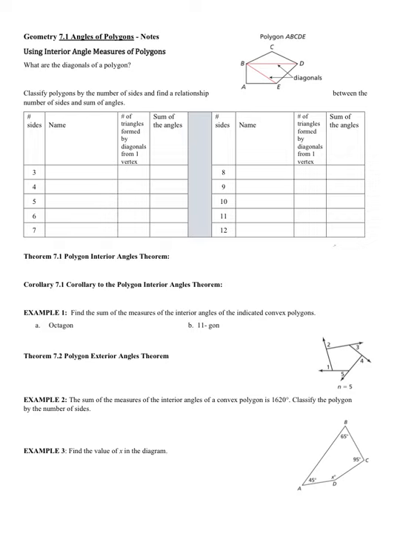So a diagonal connects any non-consecutive vertex to another. So it's never going to be the side of your polygon. It always goes through the polygon. So we say it connects any two non-consecutive vertices.